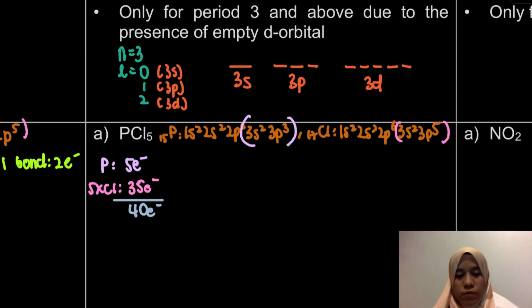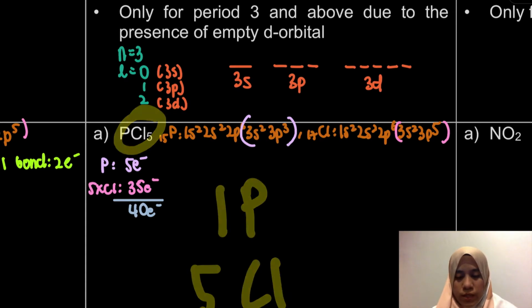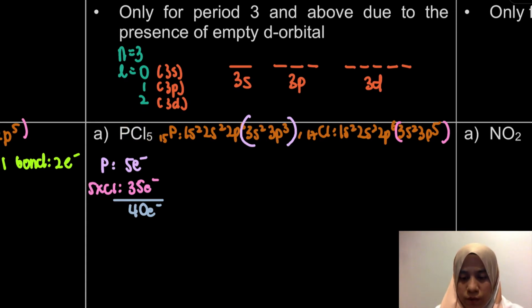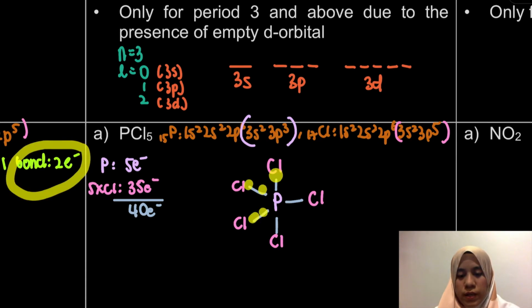So total is 40. Okay, so remember that for the central must be the least number of atom lah in the molecule itself. So we have only 1 of phosphorus, ada 5 of our chlorine kan. So dekat sini our center must be phosphorus. Okay, we have 5 of our chlorine. Make sure the single bond. Okay, so 1 bond must have 2 electrons. So 2, 4, 6, 8, 10.